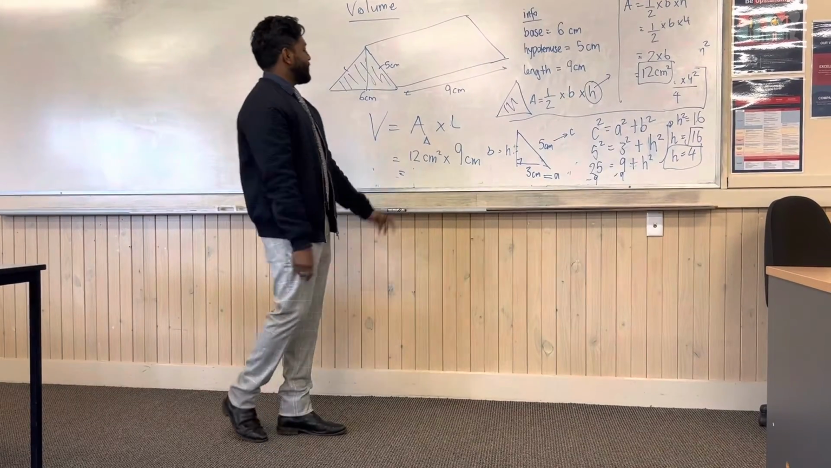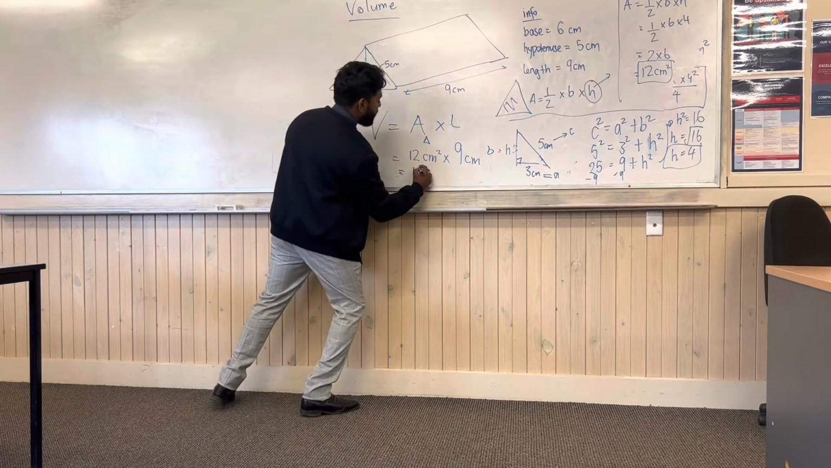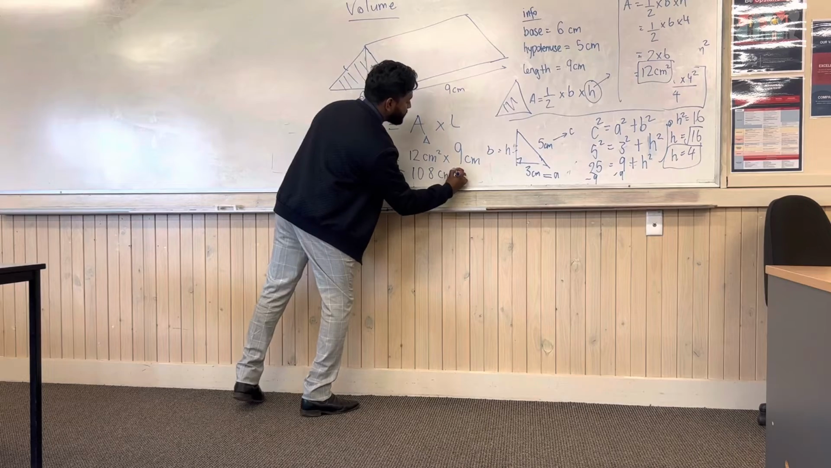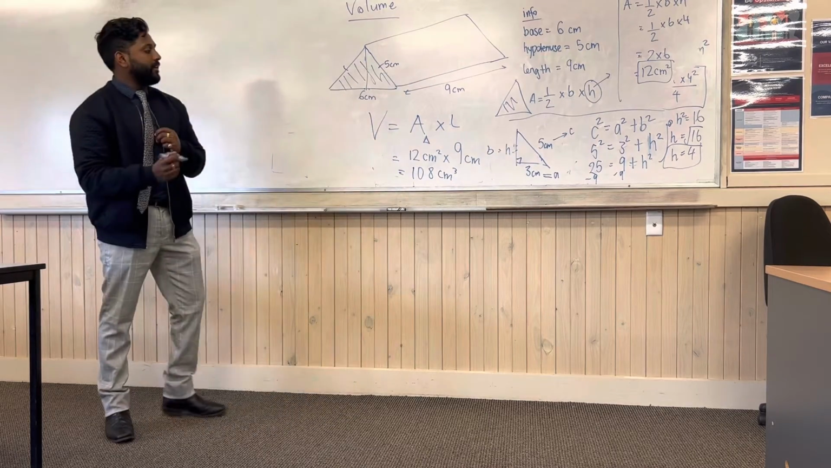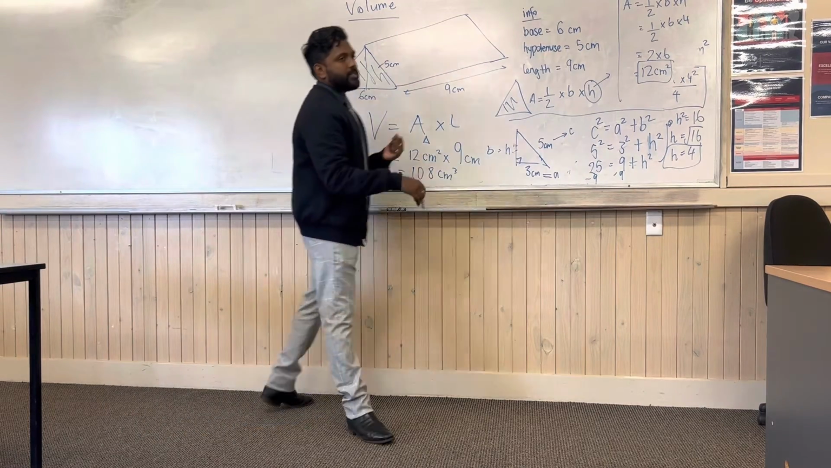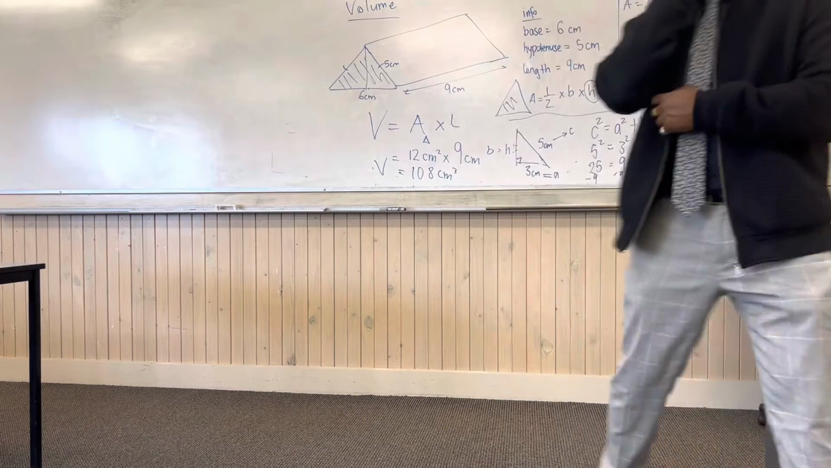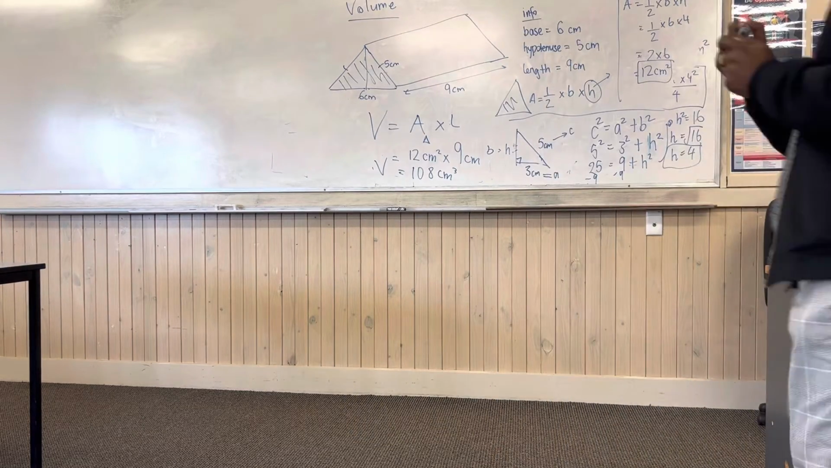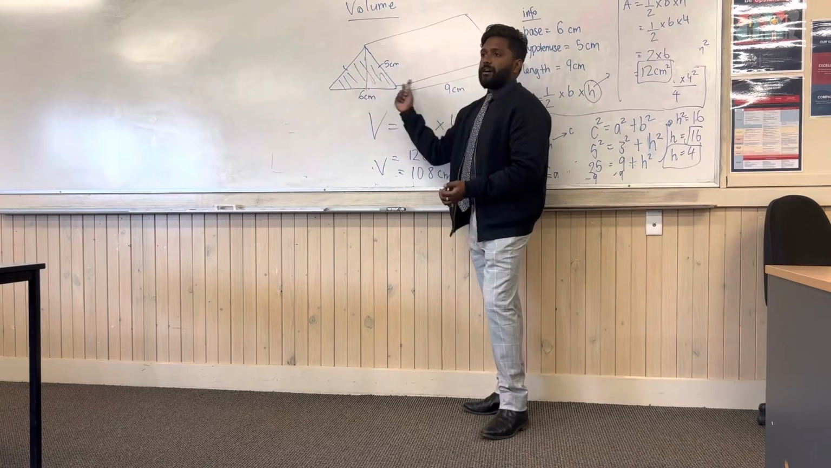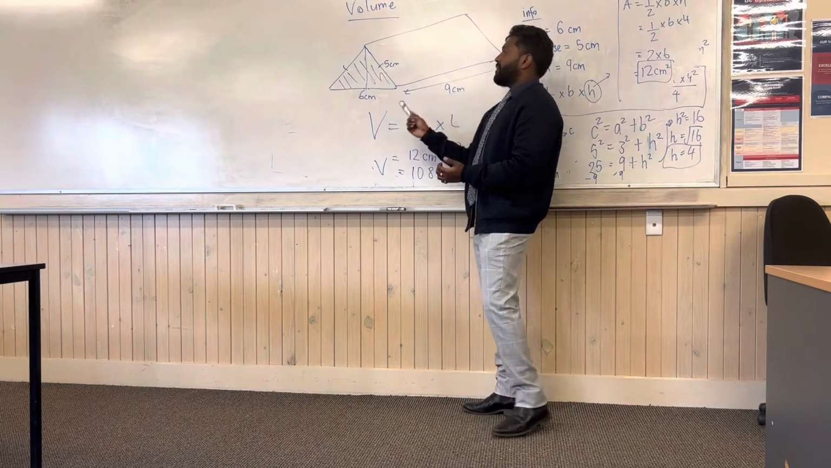So 12 times 9 is 108 centimeters cubed. And that's the answer. That's the volume of the object. It's not about getting to the answer, it's how you got your answer. Your area of this object is being repeated times by the length.